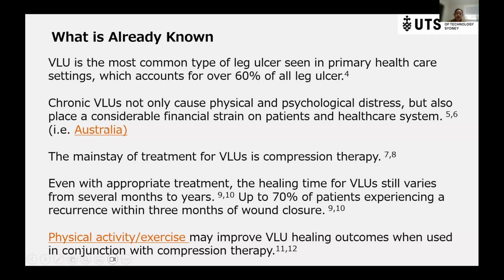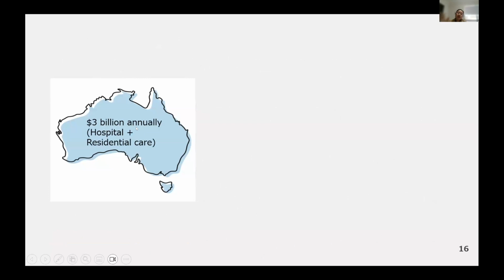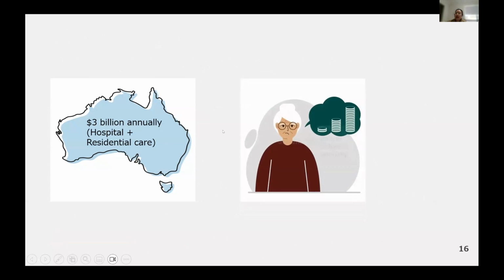Let's take Australia as an example. Each year, Australia's health system spends roughly $3 billion annually. That only covers the costs that occur in hospital and residential care settings. And as we mentioned, venous leg ulcer commonly happens in the elderly, so there is out-of-pocket expense for the elderly, averaging roughly $27.5 million annually for the patients themselves.